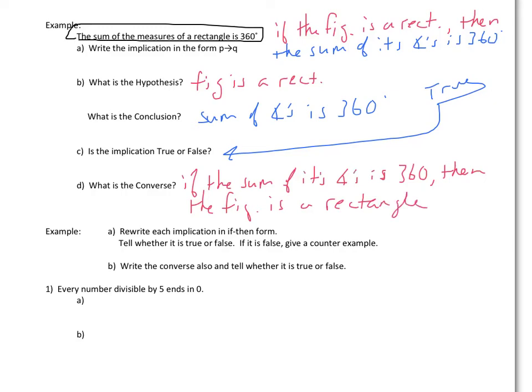So is this a true or false statement? Well, can we come up with a shape where the sum of its angles is 360, but the figure is not a rectangle? If we sat down and tried hard enough, we could come up with a counterexample, and that would be a trapezoid. So because we have a counterexample, this statement is false. And this ends Section 5, Video 3.